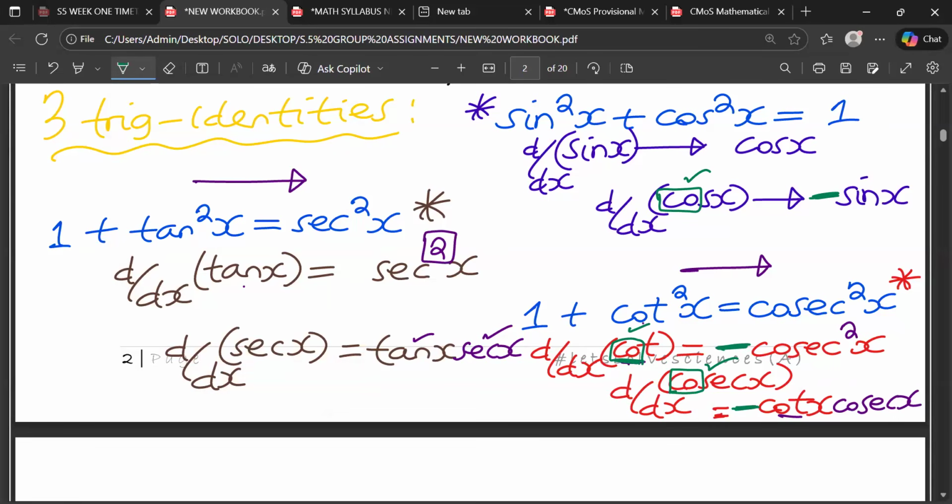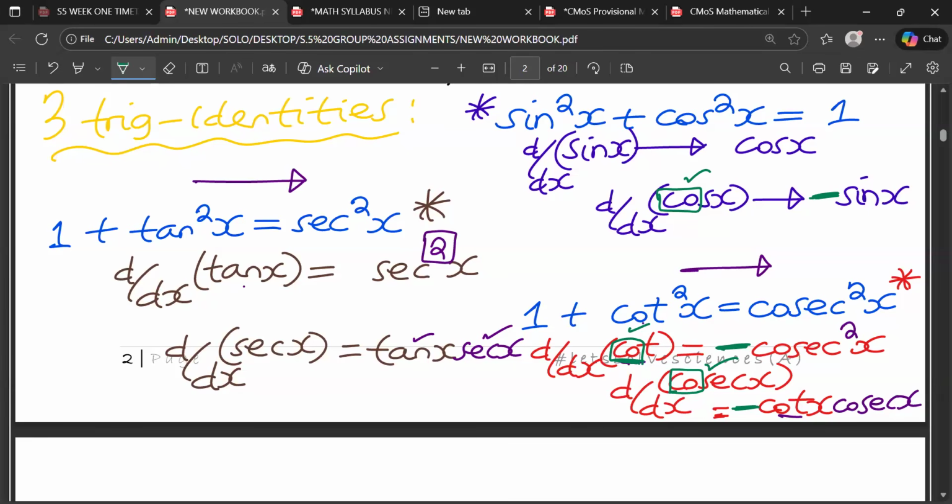What did I do first? I wrote the three identities. What did I do next? I found out that differentiating each of them, the other must come through. After that, what did I consider? The direction of the identity.